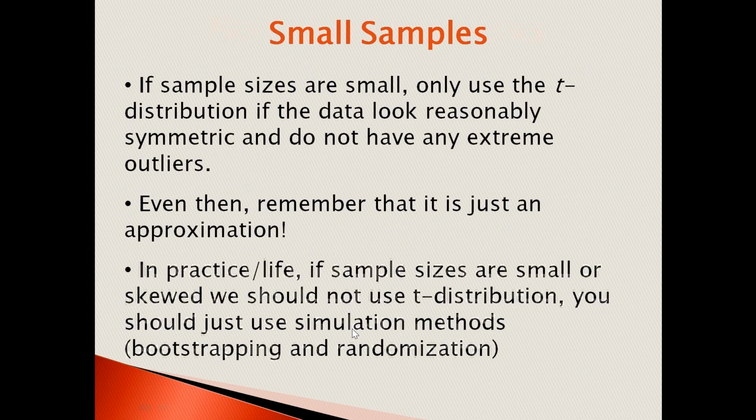So when you have a very small sample, you need to make sure that this sample is not skewed or doesn't have outliers. If your sample has outliers or it's very skewed, then we cannot use the t-distribution and we will go back to the old-fashioned way of finding bootstraps and randomization.